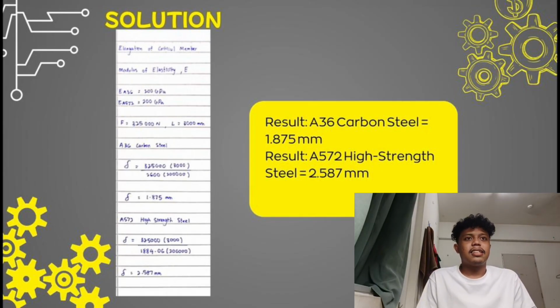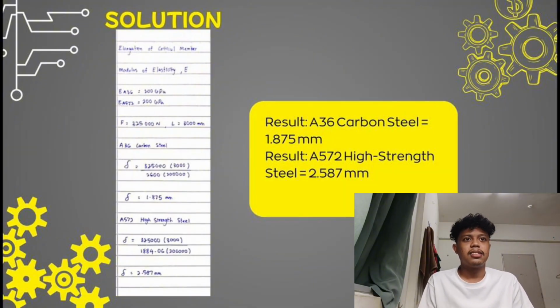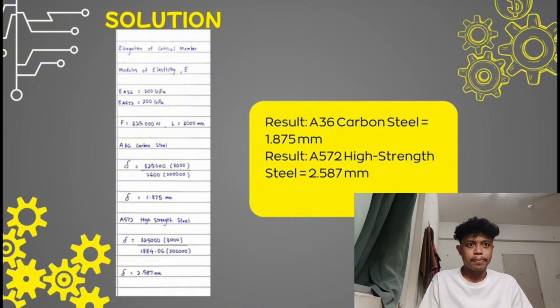Then the last is to find the elongation of the critical member. Modulus of elasticity, which means symbol E. E of A36 equals 200 GPa and E of A572 equals 200 GPa. F equals 325,000 N and L equals 3000 mm.